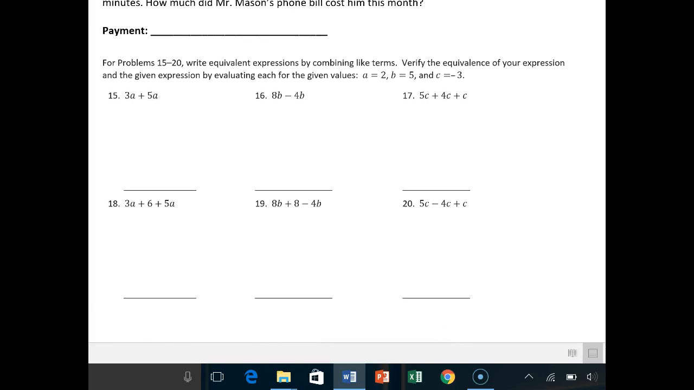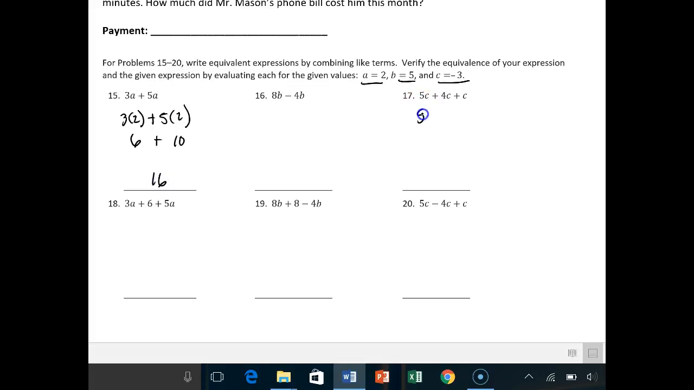All right, and then for the bottom ones, again, more plugging in, so I'll just do the odds. So 3a plus 5a when a equals 2, b equals 5, and c equals -3. So 3 times 2 plus 5 times 2. So we have 6 plus 10, so 16 is our answer.